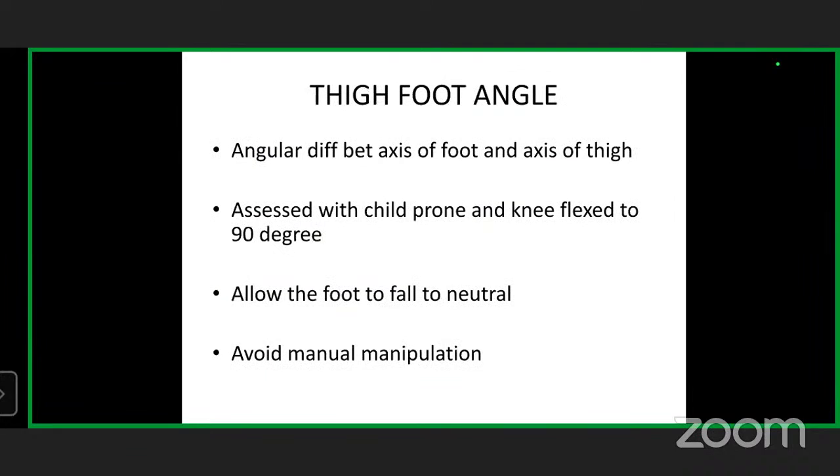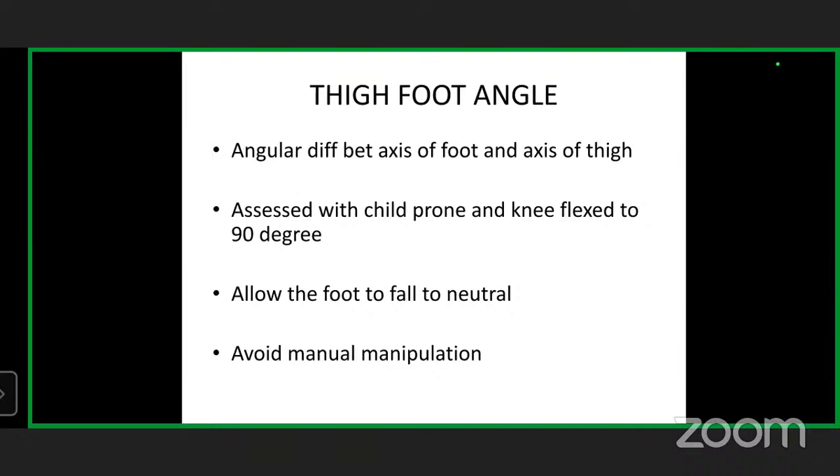So the torsion in the thigh is sorted out. We are either doing the Craig test or internal rotation, and we can find out if there is a torsional profile in the femur. Coming to the thigh foot angle, this is the angular difference between the axis of the foot and the axis of the thigh.